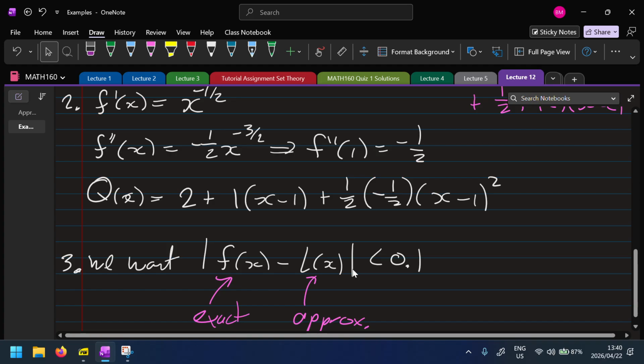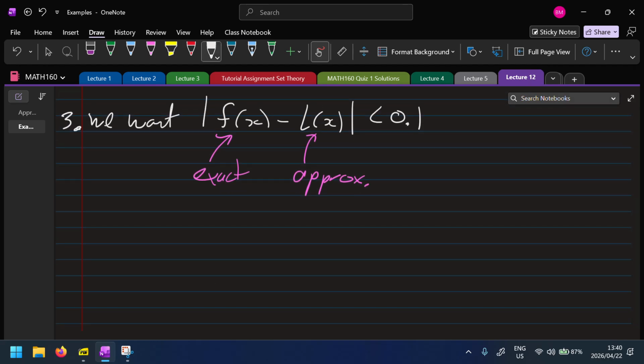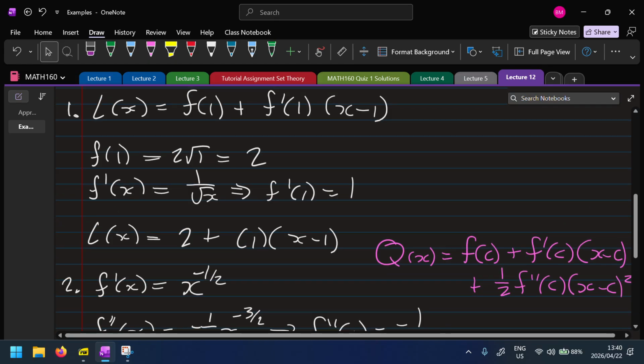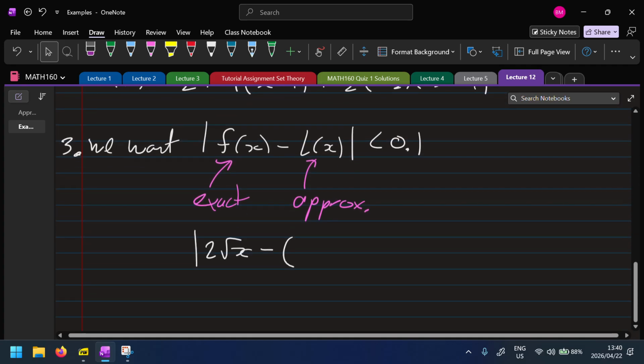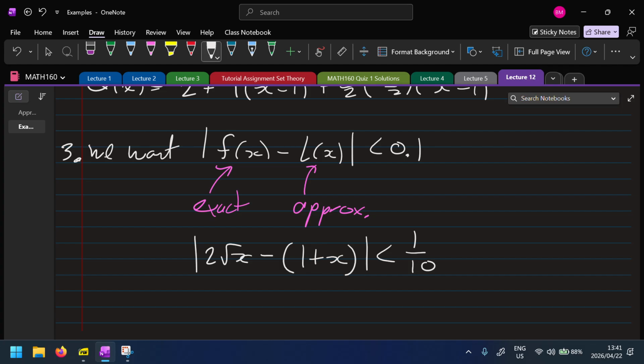Okay, so let's substitute the function. Let's substitute L and then solve the inequality for x. So the function, that was just 2 root x. The linear approximation, let's write that out. That's the L here. So 2 plus x minus 1. So just 1 plus x is less than, let's write this as 1 over 10. We're going to do some fraction stuff with that.